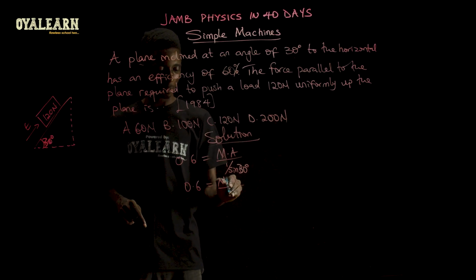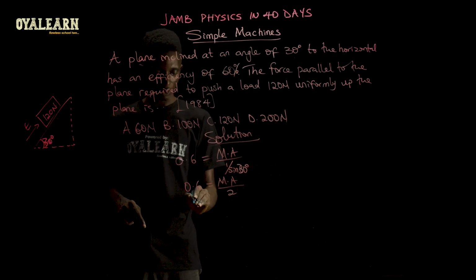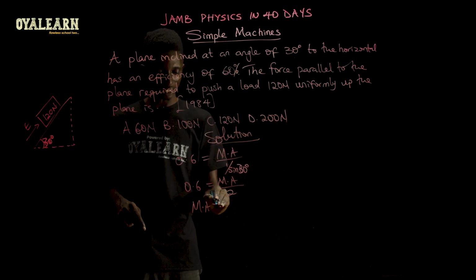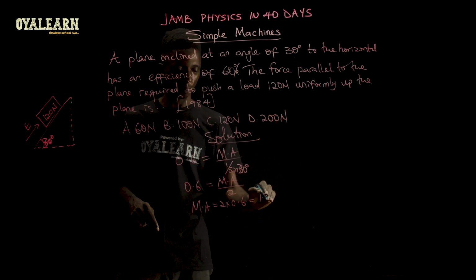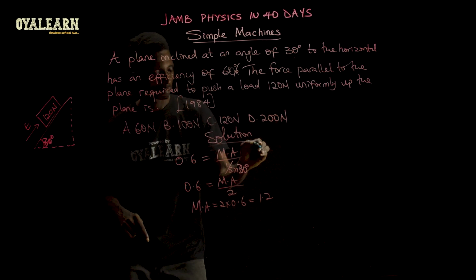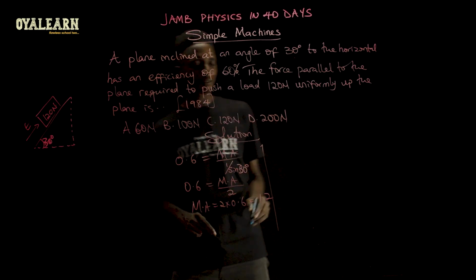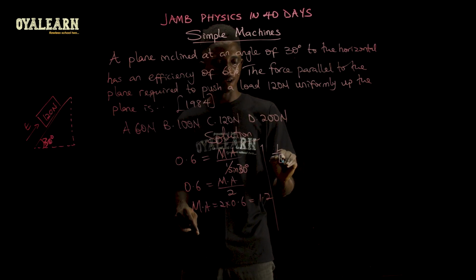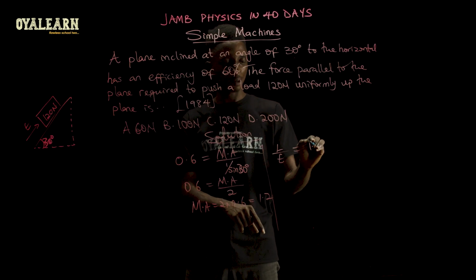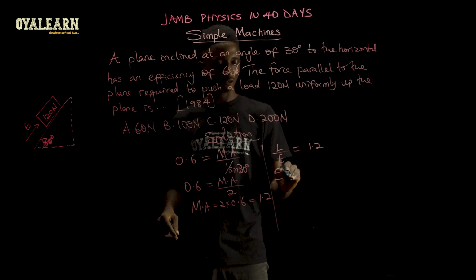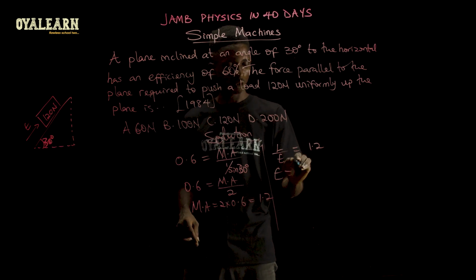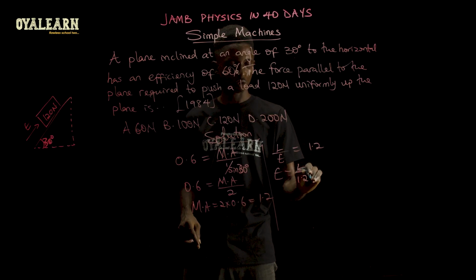And 1 divided by 0.5 will give us 2. So we can now say mechanical advantage equals 2 times 0.6, and that will give us 1.2. Now, mechanical advantage itself is load over effort, and that is now 1.2. So since we have to find the effort, effort becomes load over 1.2.